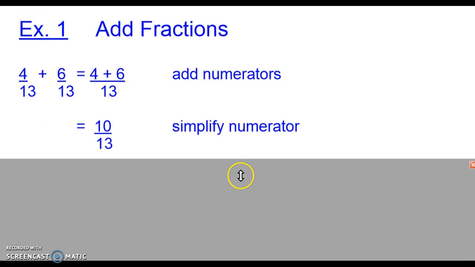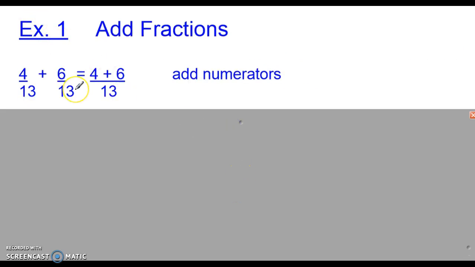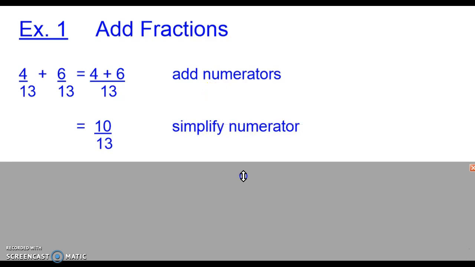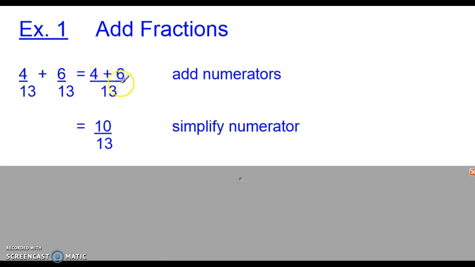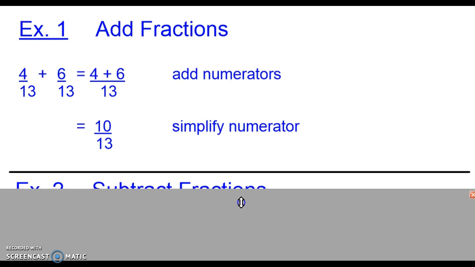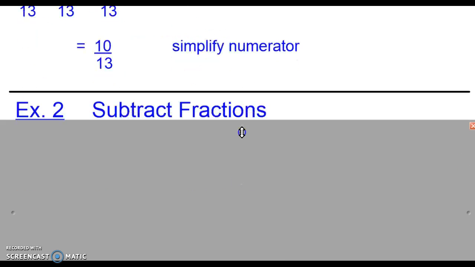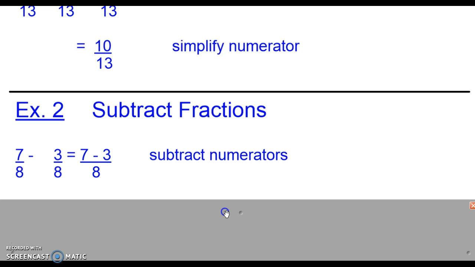So let's look at an example one more time. 4/13 plus 6/13 equals 4 plus 6 over 13. Now I'm going to simplify, and simplify means to combine your terms as much as possible. So 4 plus 6 equals 10, 10/13, and I ask, can I simplify that fraction at all? And I cannot. And here's an example for subtraction.